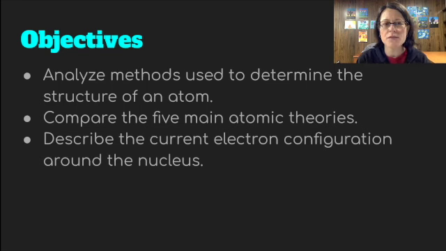So our objectives for this lesson are to analyze methods used to determine the structure of an atom, compare the 5 main atomic theories, and describe the current electron configuration around the nucleus.